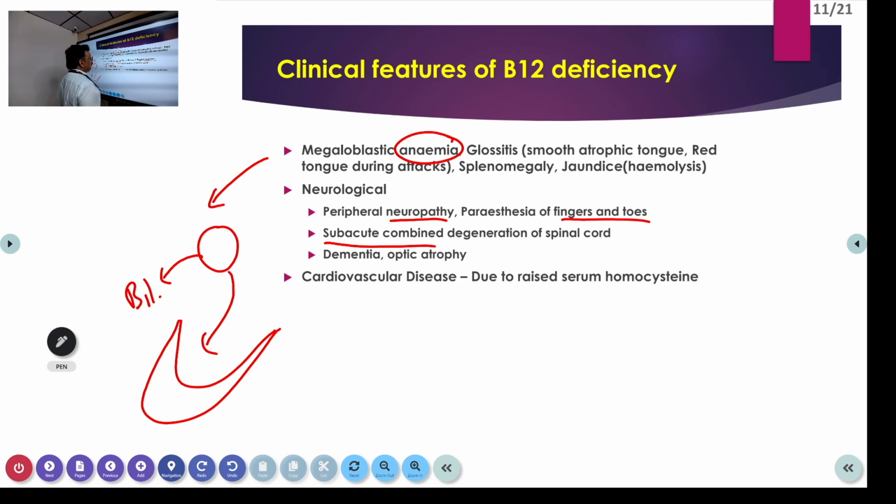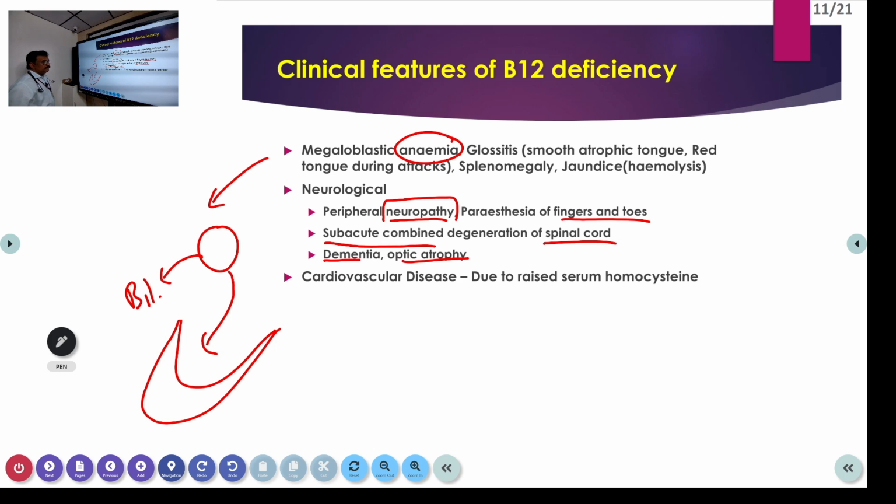Then subacute combined degeneration, mainly in the thoracic cord, they can have spastic paraplegia, along with peripheral neuropathy. So this will be one condition where patient can have spastic paraplegia with neuropathy. So they can have both LMN and UMN type of lesions in the same segment because of the LMN lesion in the peripheral nerves and UMN lesion in the thoracic spinal cord. Dementia, optic atrophy, so visual decrease and altered sensorium can be there.